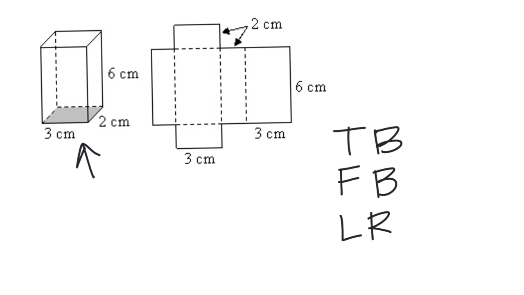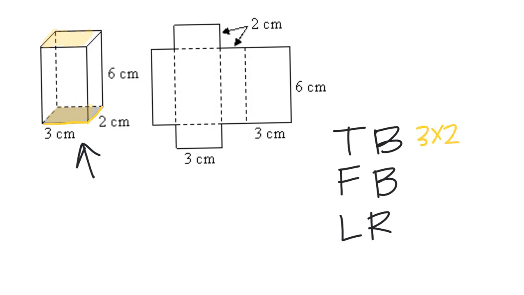Okay? So first, I'm going to look at the top and the bottom. And when I look at the top and the bottom of this figure, that top would be here, and then the gray would be the bottom. So when I look at those, I see that it is 3 wide by 2 long. So my top and bottom have an area of 3 by 2.